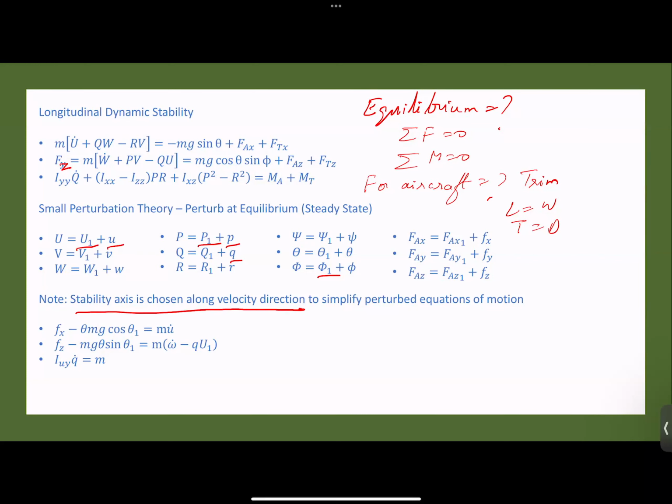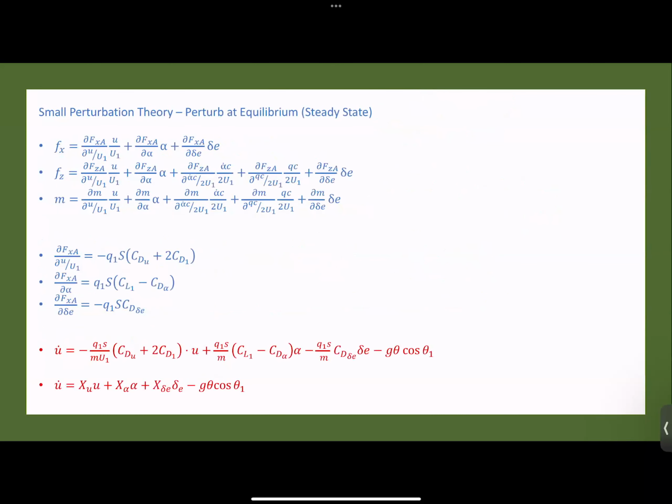Now, after all of these, the equations of motion are simplified and are written in terms of the small perturbations. These are the three equations of motion for the longitudinal case, longitudinal dynamic stability. Then we analyzed each of those equations separately and we saw those individual derivatives. So these are the summary of the equations, and each derivative is calculated for each case.